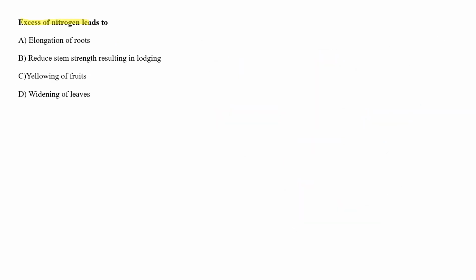Excess of nitrogen leads to A. Elongation of roots, B. Reduced stem strength, resulting in lodging, C. Yellowing of roots, and D. Widening of leaves. So what happens when there is excess of nitrogen in the level and the basal nitrogen ratio? The basal internodes become slender and fragile with a thick stem wall. While filling, the chemical components and the strength of the stem decrease gradually, which significantly increases the lodging risk.